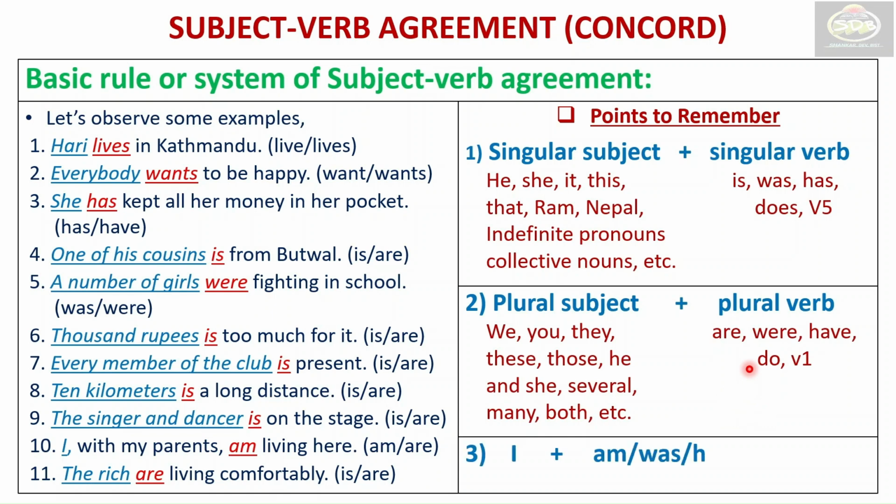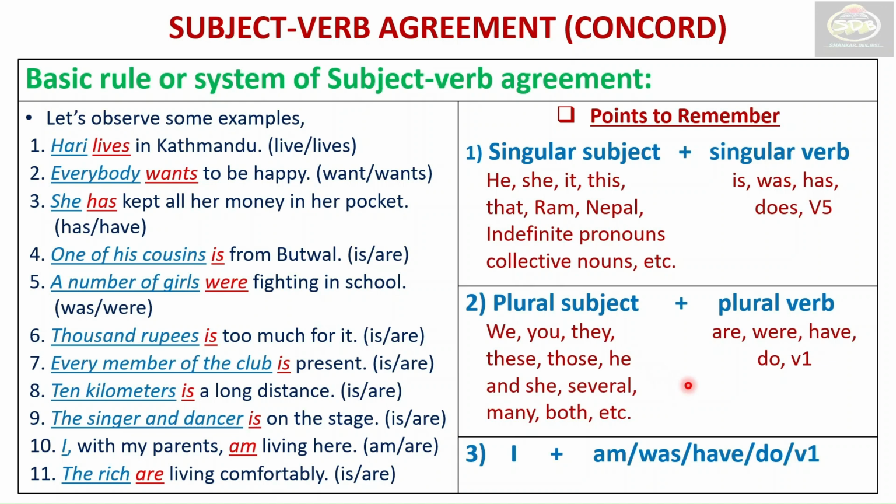And the third one is the rule with I only. I plus am, I plus was, have, do, V1. We don't use am with other subjects, we have to use it only with I. I am, I was, I have, I do, I go, I V1.